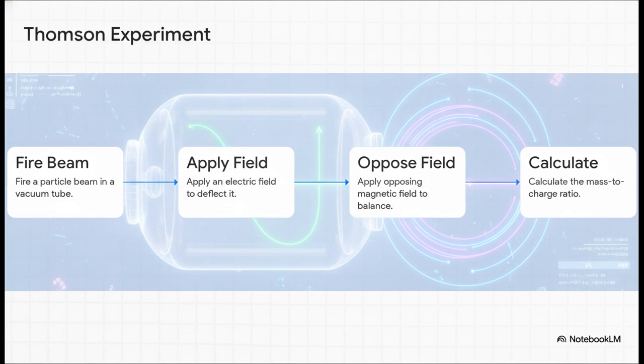By carefully tuning the magnetic field until its steering force perfectly canceled out the electric push, the beam traveled dead straight. This precise balancing act allowed Thomson to calculate the particles' velocity and, ultimately, their mass-to-charge ratio. He figured out that the particles lighting up his screen were over 1,000 times lighter than hydrogen. And in that exact moment, he hit the nail on the head and discovered the electron.